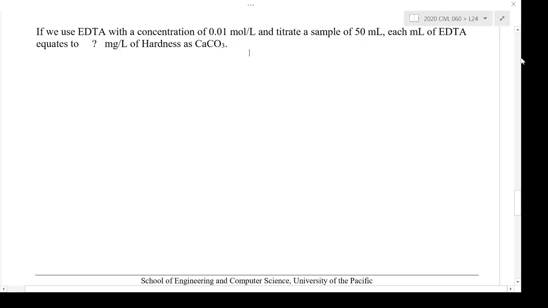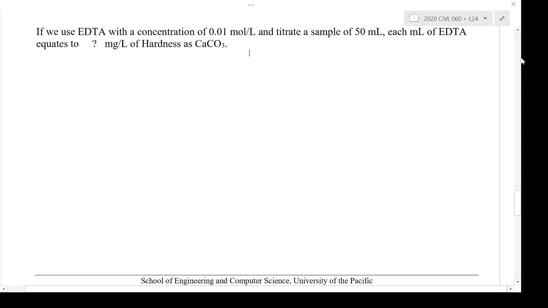In this video, I'm going to show you how to calculate water hardness using titration data that would be collected in the lab. And just as a review, water hardness is the sum of all multivalent cations in a water sample. And usually this summation is dominated by calcium and magnesium.